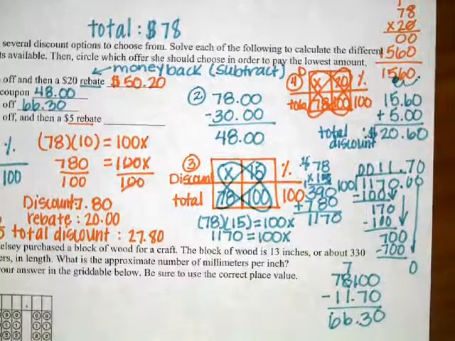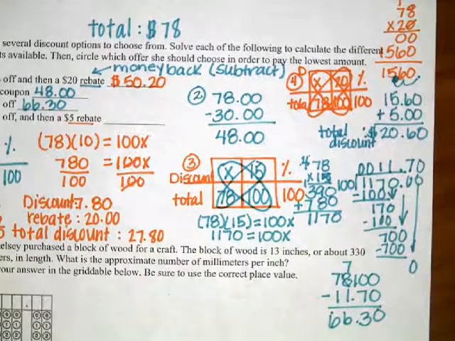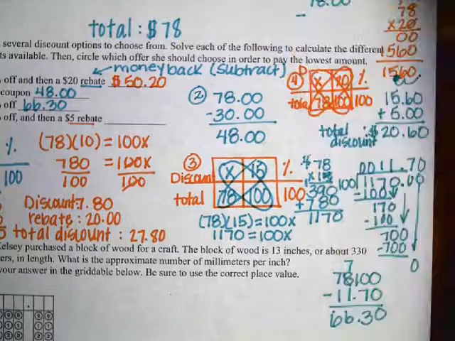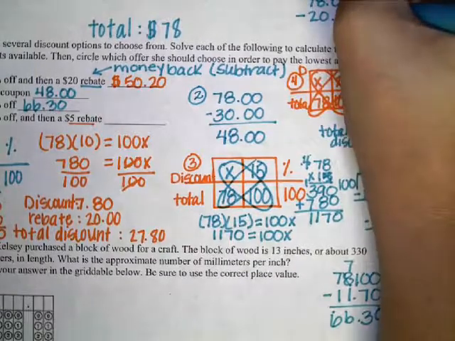Last step is to subtract the discount from the total. $78 minus $20.60.